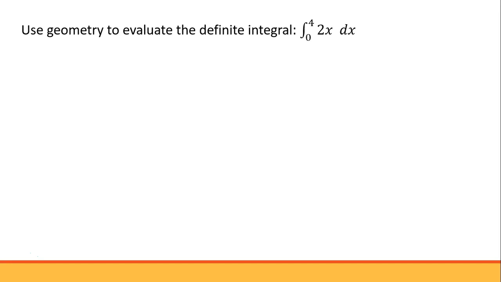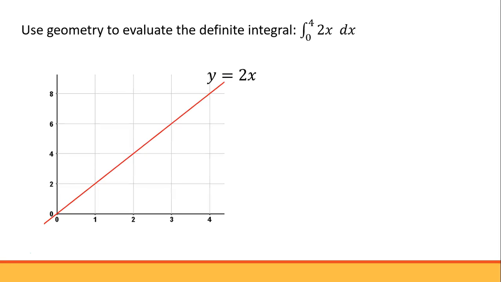So what if we're given something in that notation? Use geometry to evaluate this definite integral. It's the integral from 0 to 4 of 2x dx. Well, all that means is that we have a line, y equals 2x, and we would like to find the area between that line and the x-axis, where all the x-coordinates of the points inside that area are between 0 and 4. Well, that's a triangle, so if we find the base and the height of the triangle, we can use our area formula for triangles.